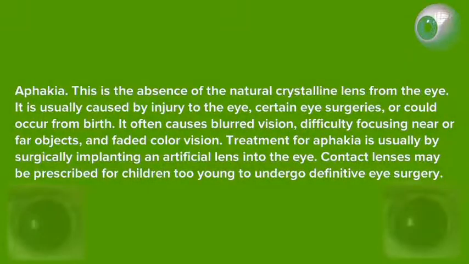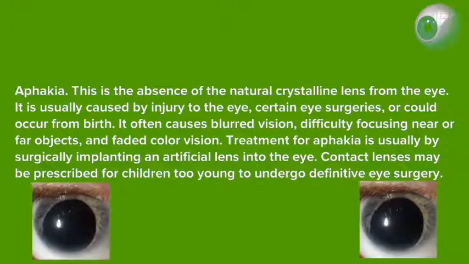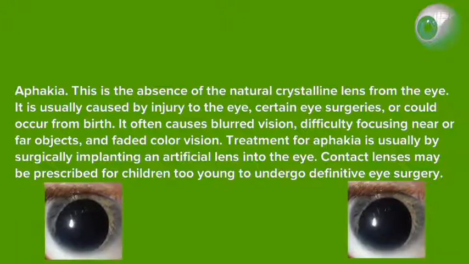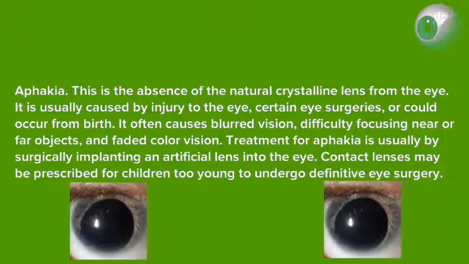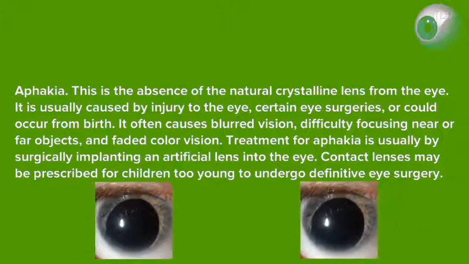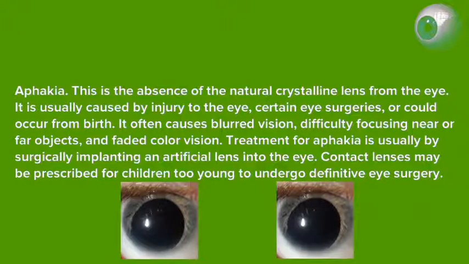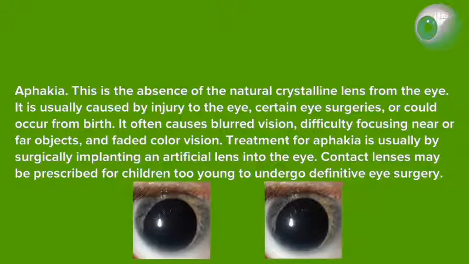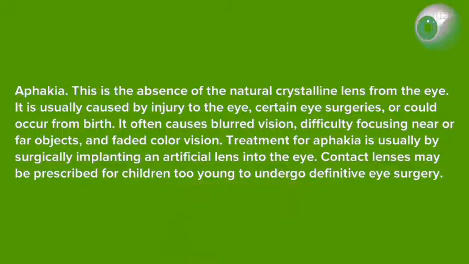Aphakia. This is the absence of the natural crystalline lens from the eye. It is usually caused by injury to the eye, certain eye surgeries, or could occur from birth. It often causes blurred vision, difficulty focusing near or far objects, and faded color vision. Treatment for aphakia is usually by surgically implanting an artificial lens into the eye. Contact lenses may be prescribed for children too young to undergo definitive eye surgery.